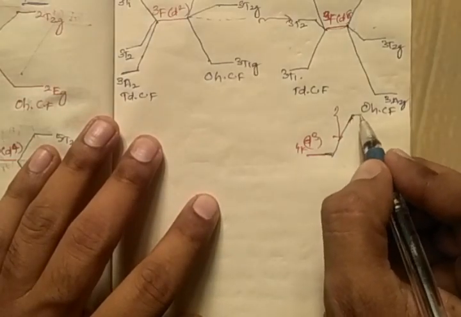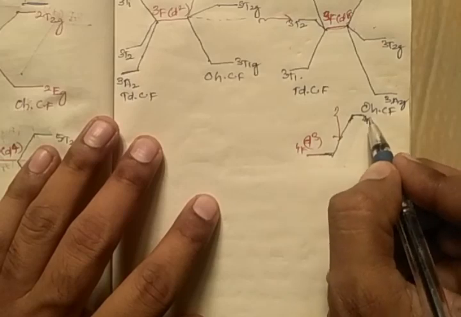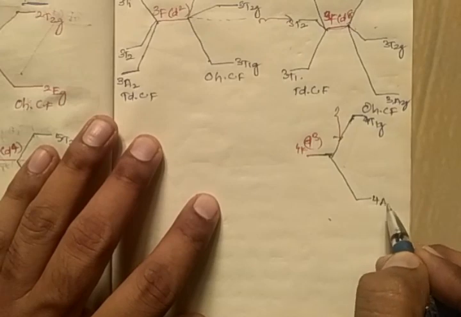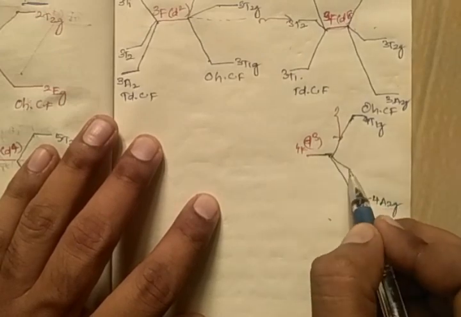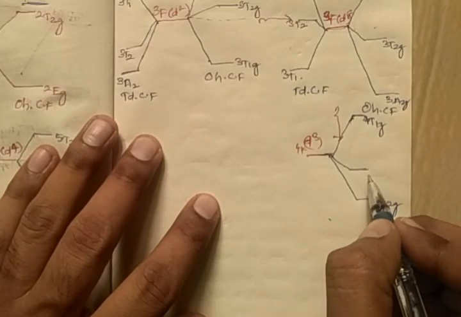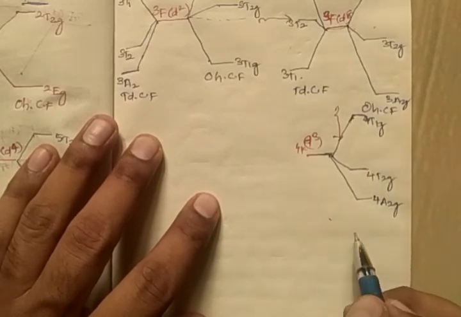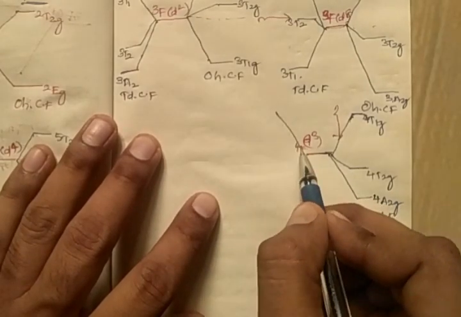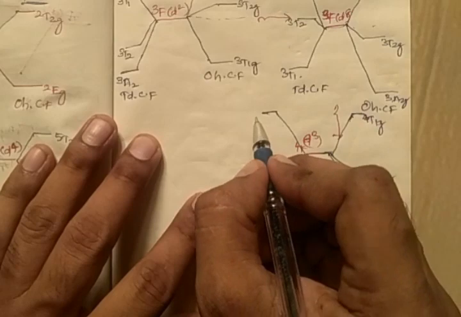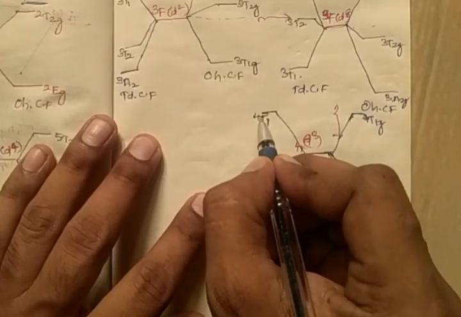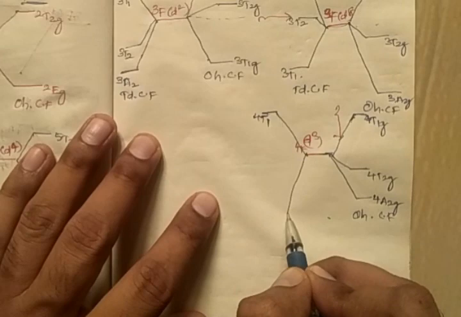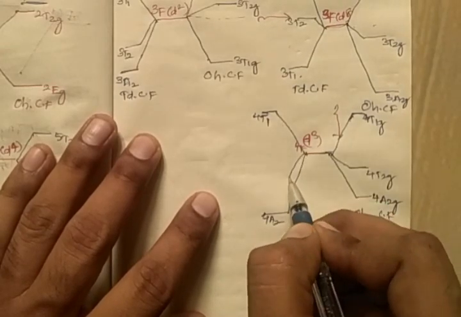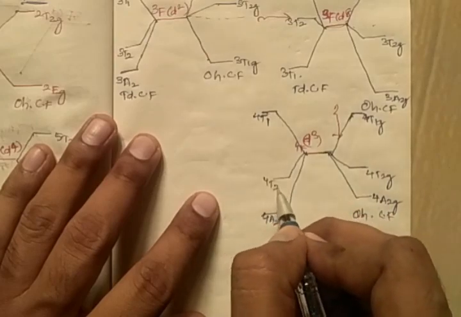where the highest energy state will be 4T1g, the lowest energy state will be 4A2g, and the next lower energy state will be 4T2g in octahedral crystal field. When it comes to tetrahedral crystal field, the highest energy state will be 4T1 and the lowest energy state will be 4A2, and the next higher energy state will be 4T2.